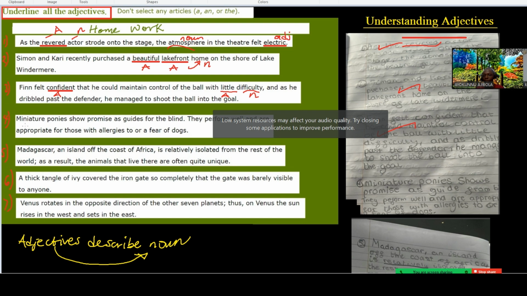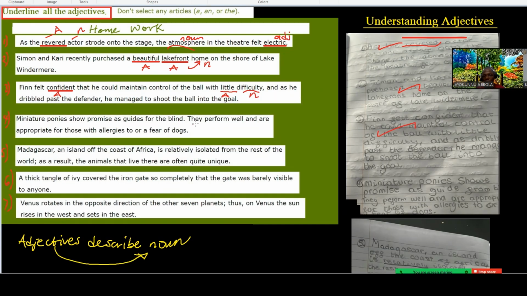Now number four, miniature ponies show promise as guides for the blind. They perform well and are appropriate for those with allergies to or a fear of dogs. So, which adjective did you underline in number four? I didn't do them before. Okay, you didn't do number four. Miniature ponies. Ponies is a noun. So, miniature, the type of ponies, is the adjective, while ponies is the noun it is describing. Appropriate is another adjective, okay? We can talk about appropriate guide.